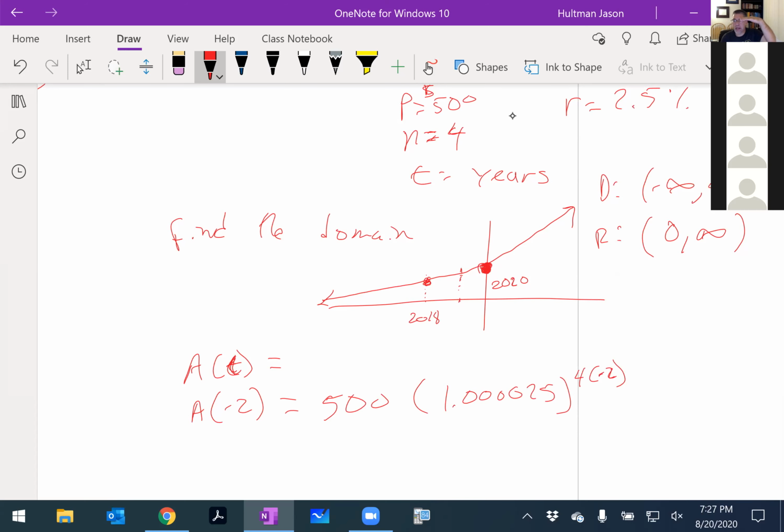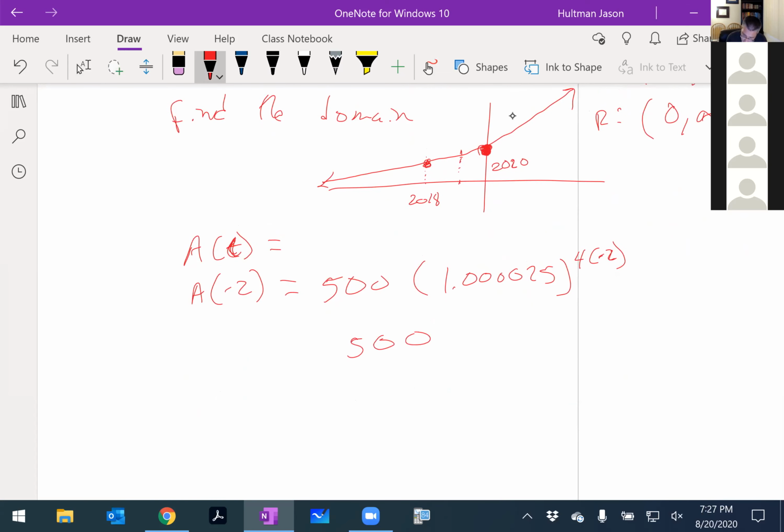It just makes it go into the denominator, right? Doesn't this now become 500 over 1.000625 to the 8th power? So what did we just do? We ended up dividing now, right? So we're going to take our $500 and we're going to divide. Well, can I ever take a positive number, divide it by another positive number and get 0? No, no matter how big that positive number gets.